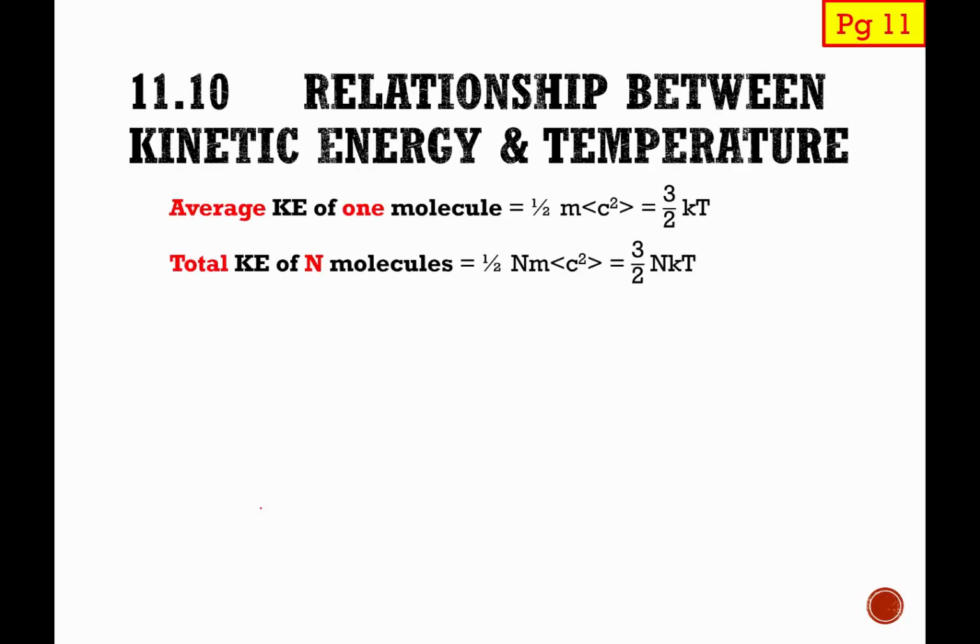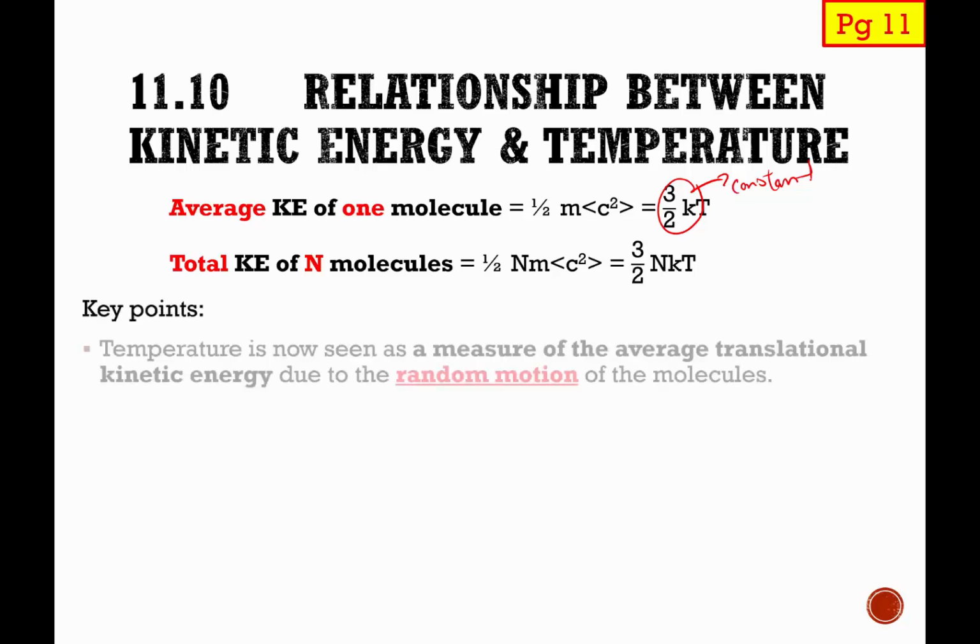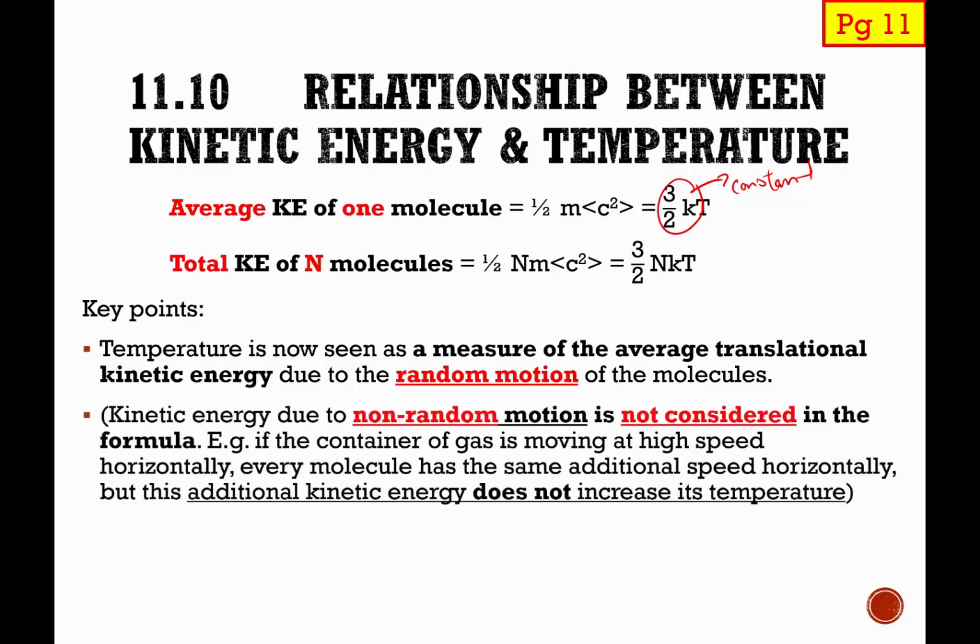Because 3 over 2 k is actually a constant, that proves to me that the average KE is actually proportional to the temperature. So temperature can now be seen as a measure of the average translational KE due to the random motion of the molecules. And the KE due to non-random motion is not considered. You may be thinking, what the heck is KE due to random motion and KE due to non-random motion?